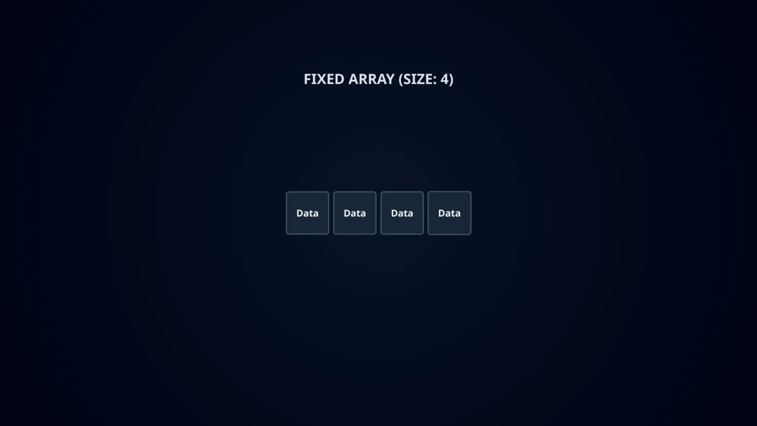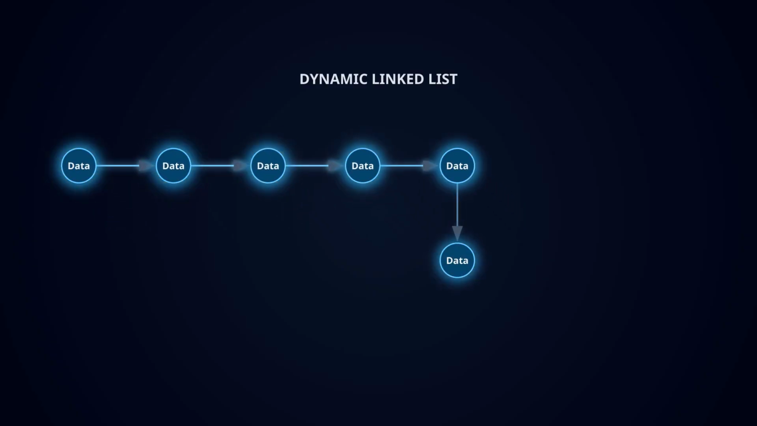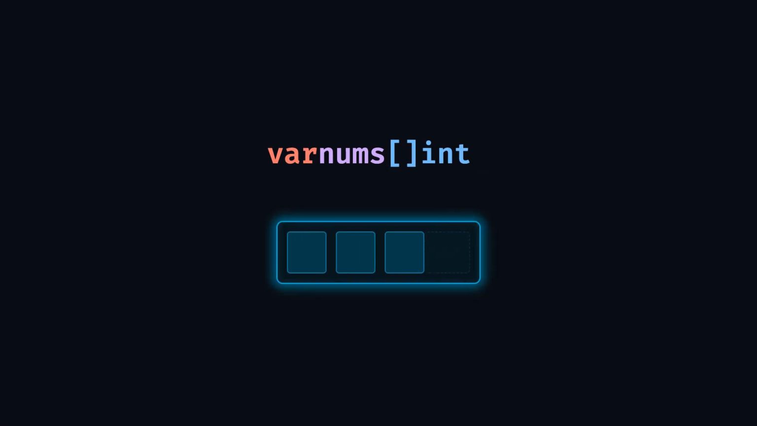But arrays have a limitation. Their size is fixed. In real applications, you often need something more flexible. That's where slices come in. A slice is a dynamic version of an array. It doesn't have a fixed size, which makes it much more flexible for real-world use.